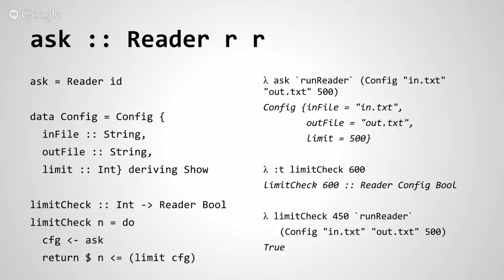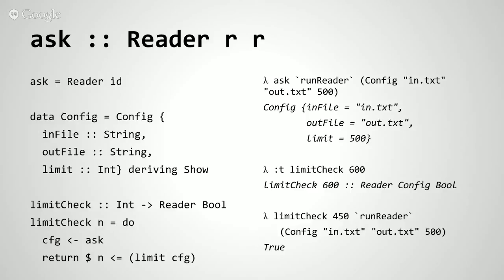Limit check n is going to return the action that first asks what the config is, and then compares the n to the limit. And if n is less than or equal to that limit, it returns true. Otherwise, it returns false. So for example, when we do limit check of 600, we get an action in the reader monad. It's not yet a value. It's, okay, I know what to do once you pass me a config that I'm reading from.